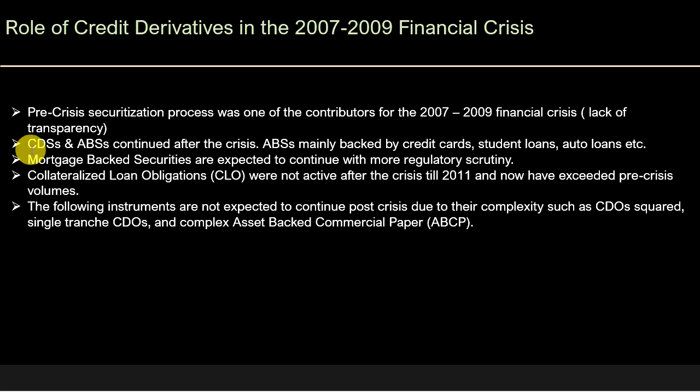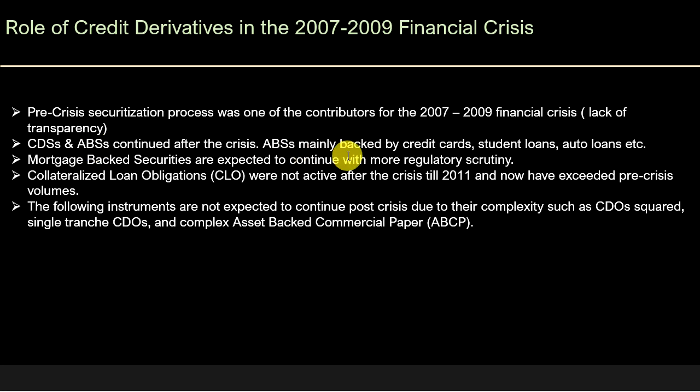And also, CDSs and asset-backed securities continued after the crisis. So that means that CDSs and ABSs alone were not the reason for the financial crisis. In other words, even during the financial crisis, some CDSs and asset-backed securities were trading through the crisis and even after the crisis. So what we're trying to say is that not all CDSs and ABSs contributed towards the crisis.